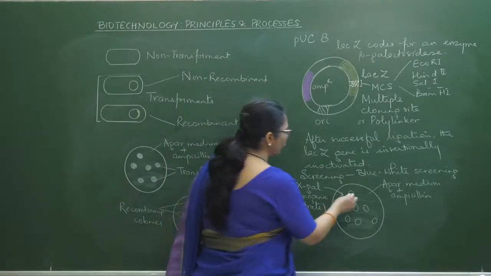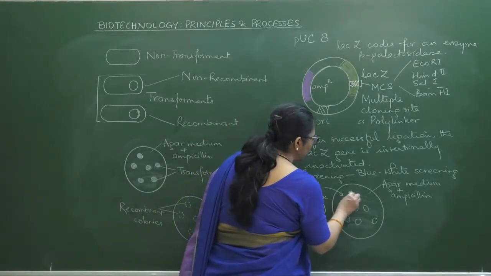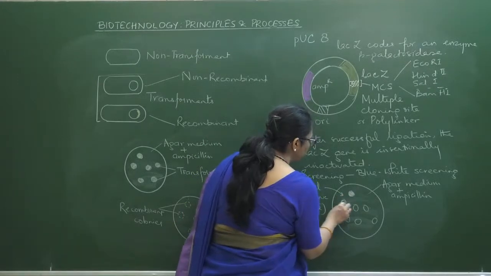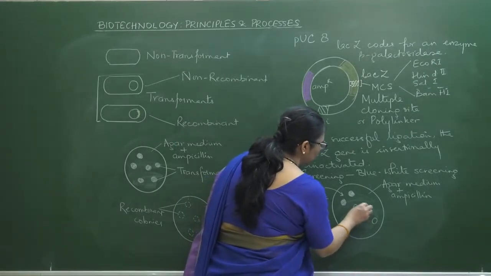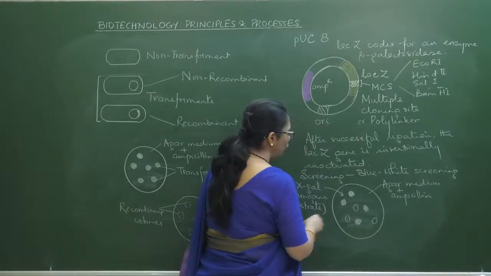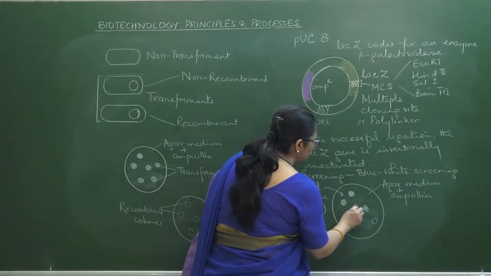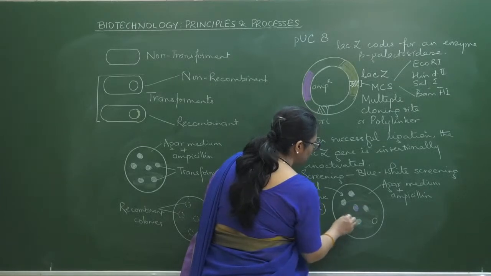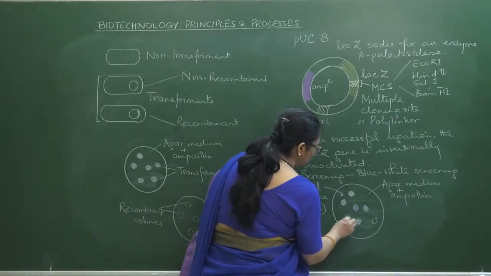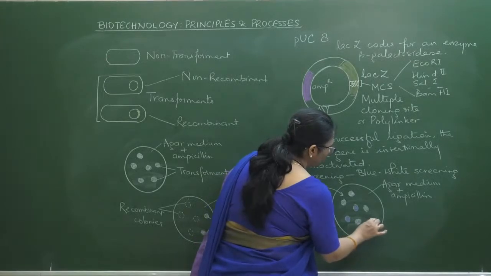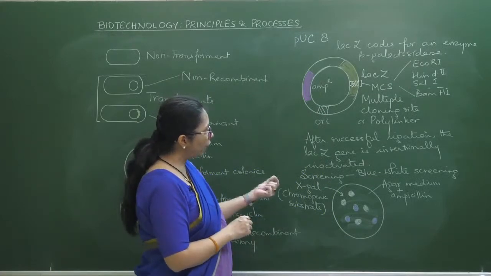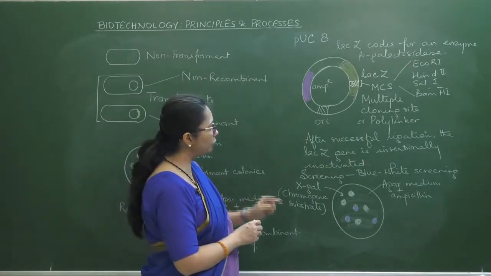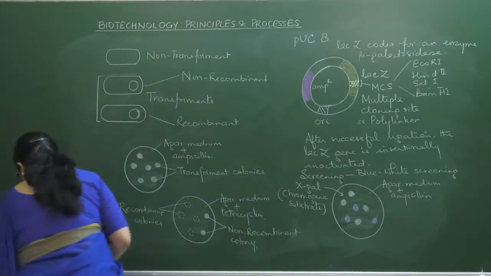So here, some colonies will remain white in color, and it is very clearly visible with the naked eye. Some are white while some turn blue. That's why we are using the term blue-white screening. Some turn blue. Now the ones which have turned blue, that means, just a sec, I'll first write here.